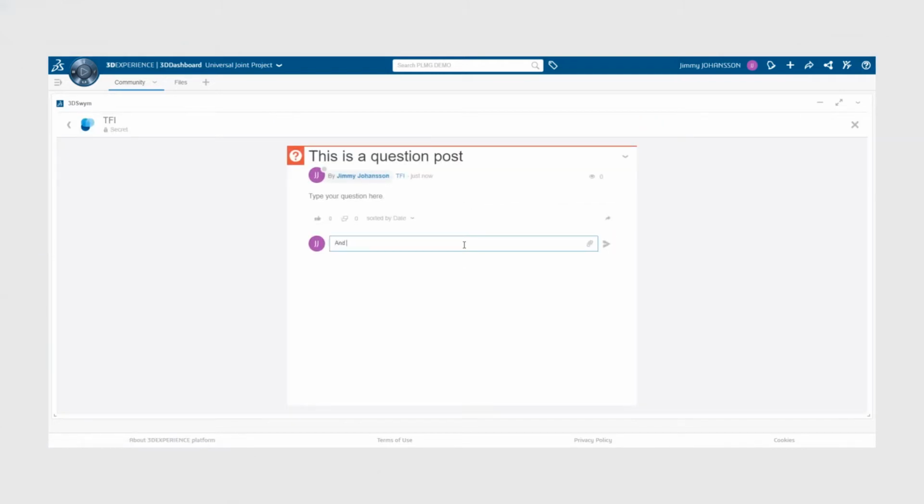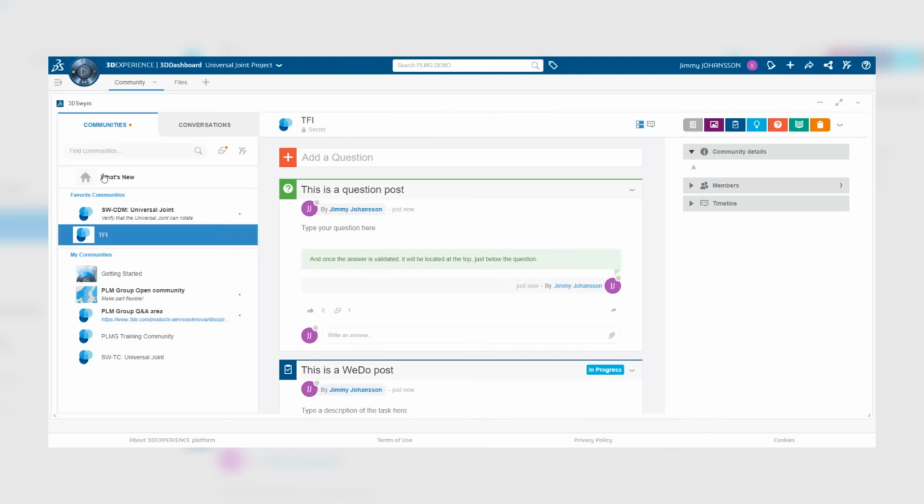What's unique about this type of post is that once you have the correct answer to the question, you can validate that answer, which will not only highlight the answer as such, but it will also place the answer at the very top of the thread, just below the actual question. This will make it very easy for everyone to see that this is a question, and here you have the correct answer to the question. So you don't have to scroll through endless replies to the questions in order to find the correct answer. Once the answer is validated, the post as such will highlight in green.